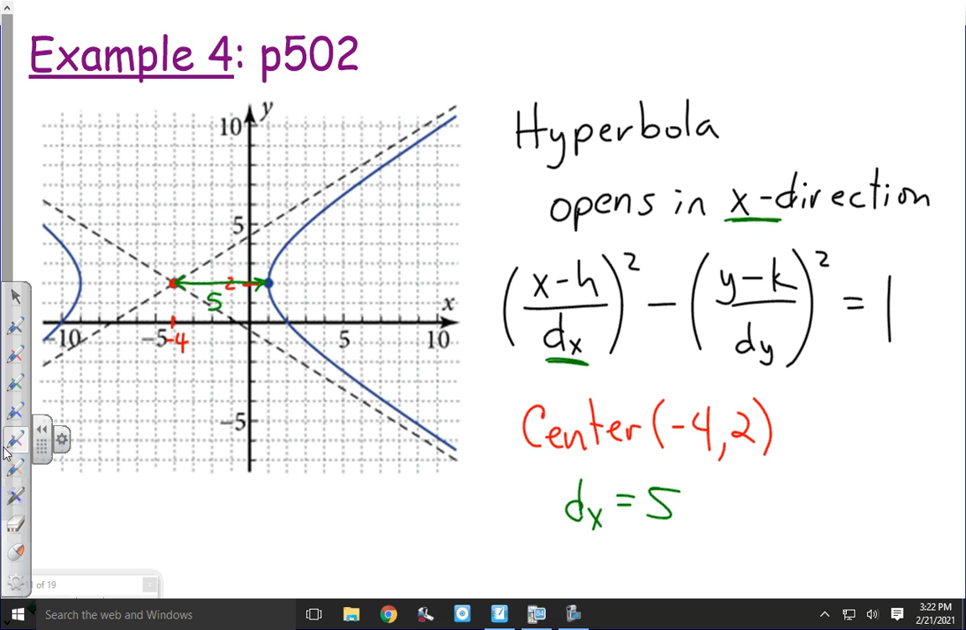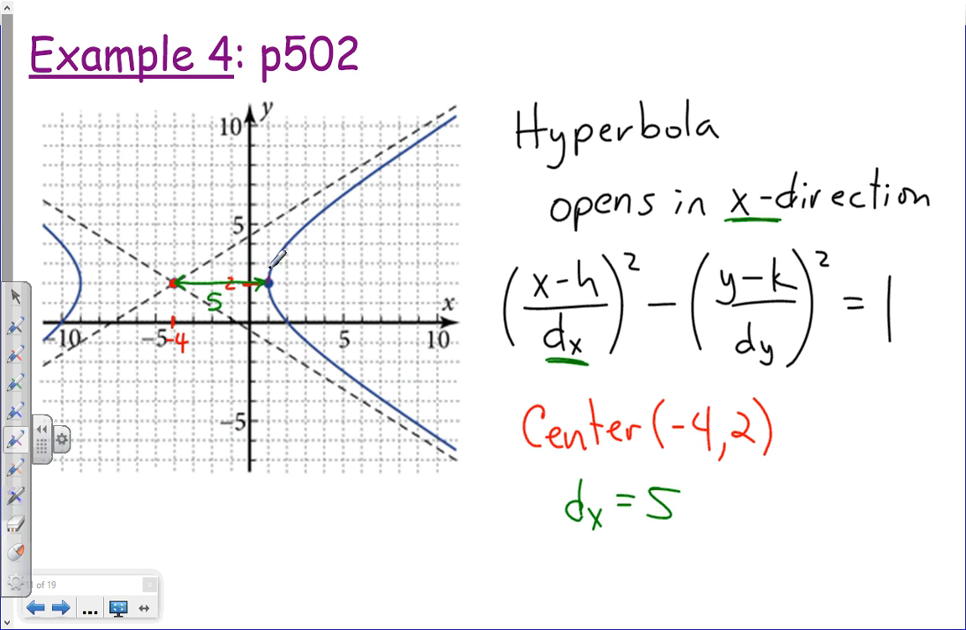So if I think of this as being the run, this dx that I've marked here, and this as being the rise over the run, that right there represents the slope of my asymptote. So this must be what dy equals. If I measure this, I've got 1, 2, 3 units there. It looks like this is 3. So it must be that dy is equal to 3. d sub y is equal to 3.